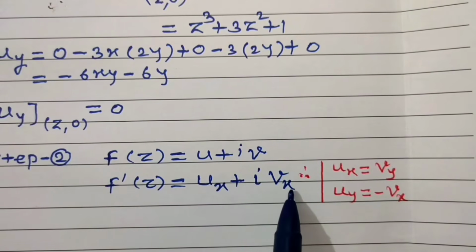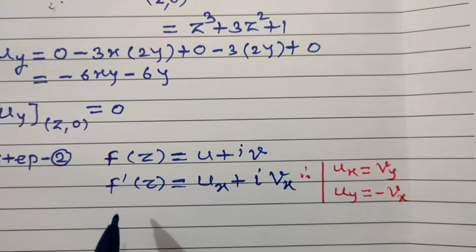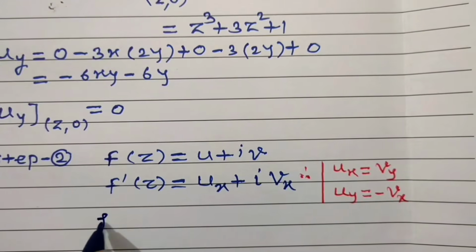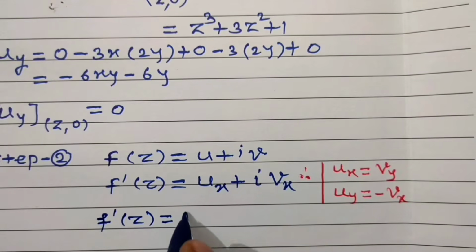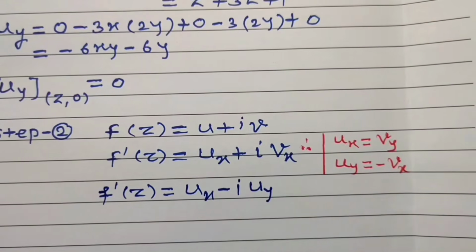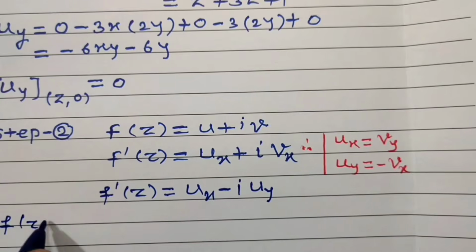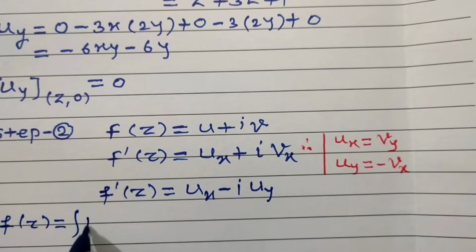We have to change this second term. Means replace Vx by minus Uy. So f dash z can be written as f dash z is equal to Ux minus i into Uy. Now f of z is nothing but integral of f dash z with respect to z on both sides. So f of z is equal to integral of f dash z with respect to z.